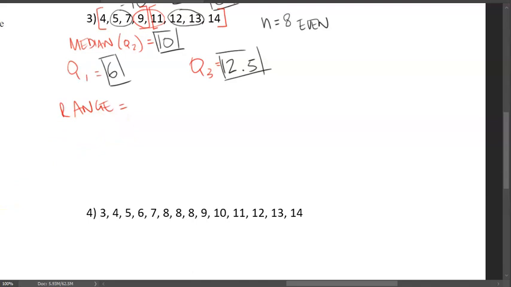Biggest take away smallest, which is 14 take away 4. So highest 14, smallest 4, and this is equal to 10. There's our range. Our range is 10.